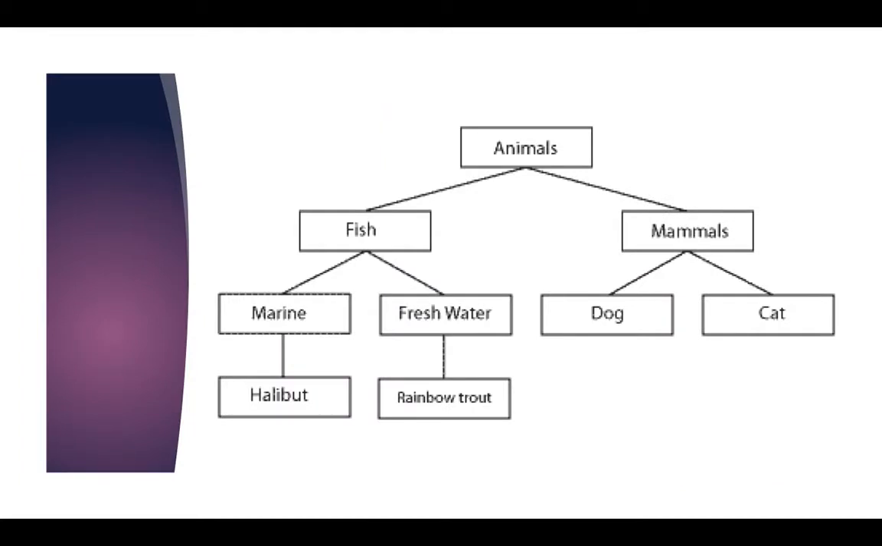Here's an example of a simple concept map or mind map, whatever you want to call it, of how to organize different animals. So you can just memorize these 4 animals: halibut, rainbow trout, dog, and cat. It's only 4 things. It's easy to memorize, right? But as we add more and more animals, it's going to be harder and harder. If this was a list of 100 different types of fish and mammals, then you will be much better off organizing. Okay, these are all the dogs. These are all the cats.